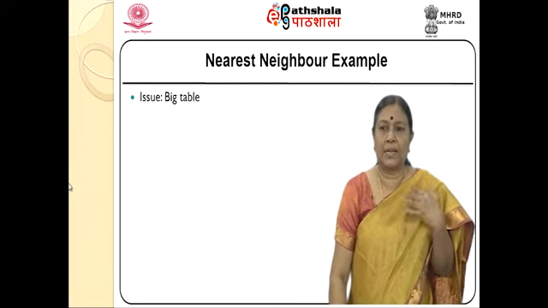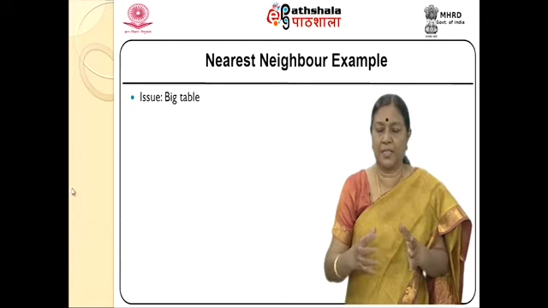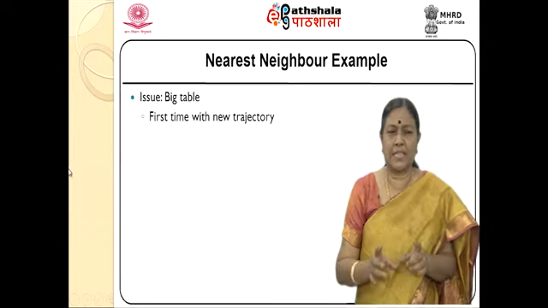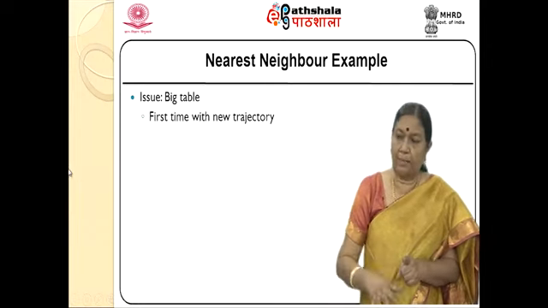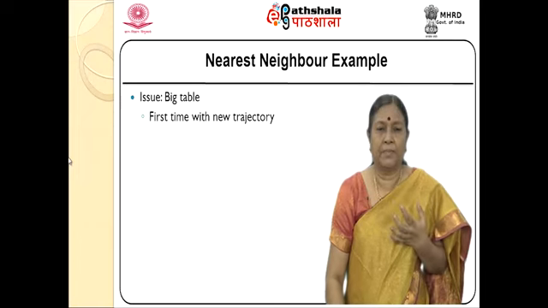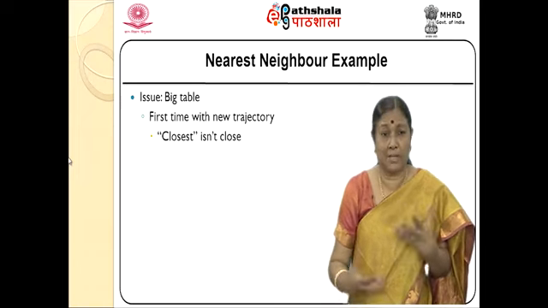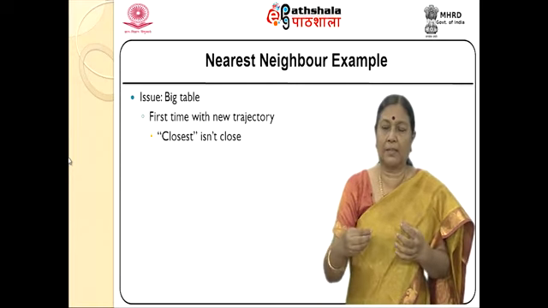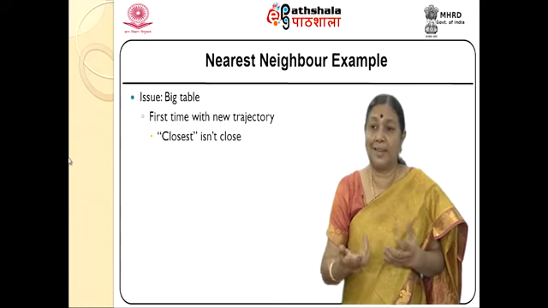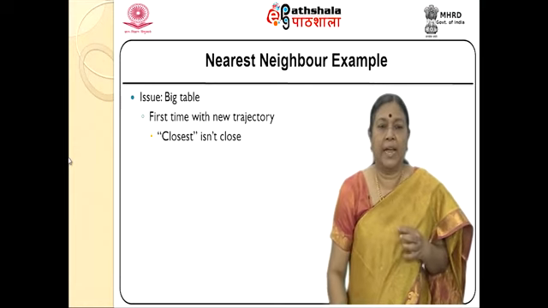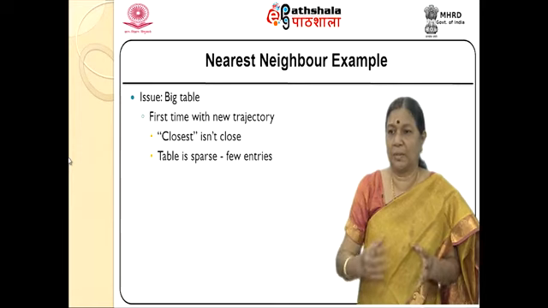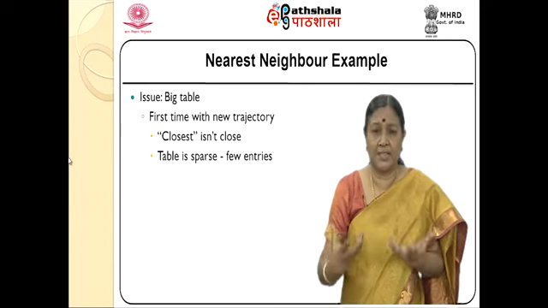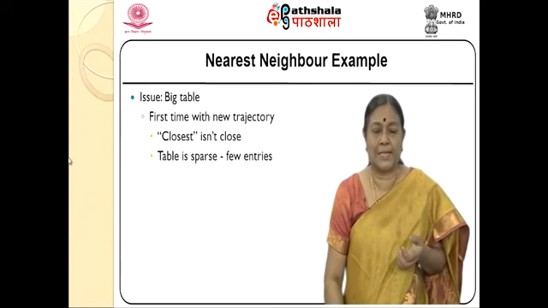Okay. Now, the problem here is the big table, that is you have a lot of data, a lot of parameters. So, that is an issue there. So, the first time with a new trajectory, it will be very time consuming. So, closest may not be close, that is another problem. What do you mean by closest? How close? So, I have 10 neighbors and I say that one particular neighbor is close, but does that really mean close? That is an issue that we have. And the table is sparse in most cases, because you will not have all the space filled, and it depends on how many data points you are considering. So, with few entries only, the sparseness is another problem.